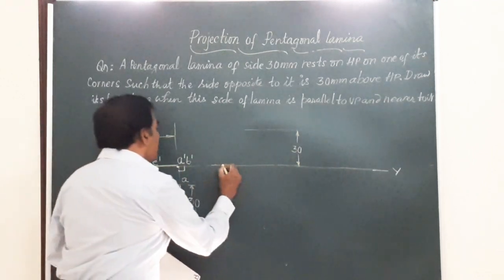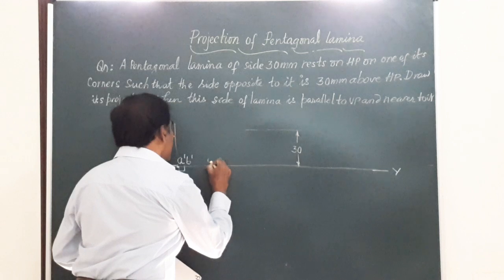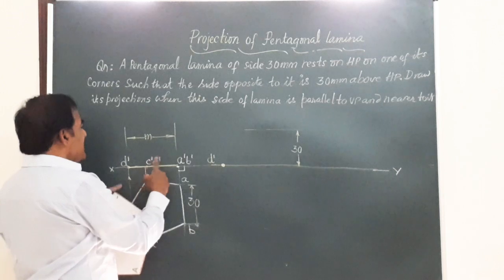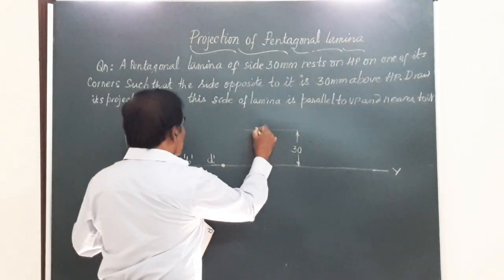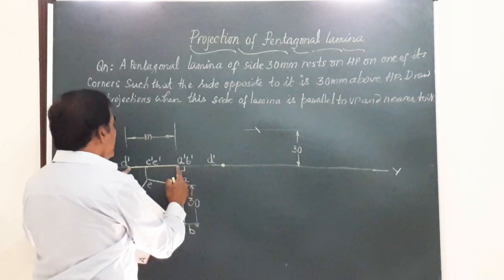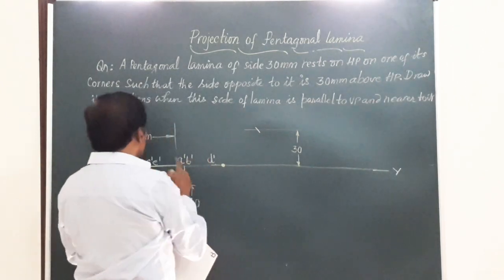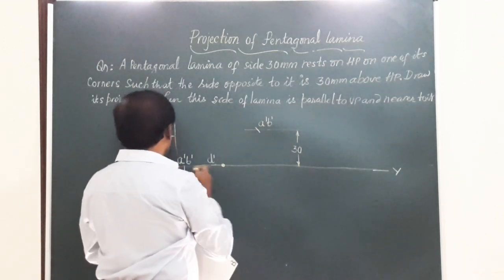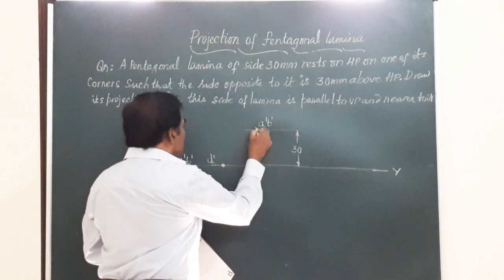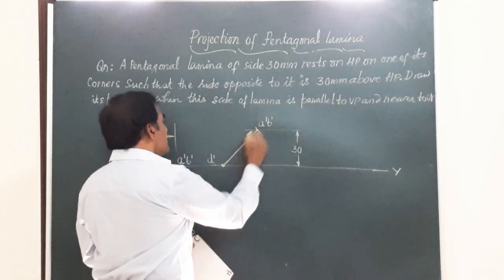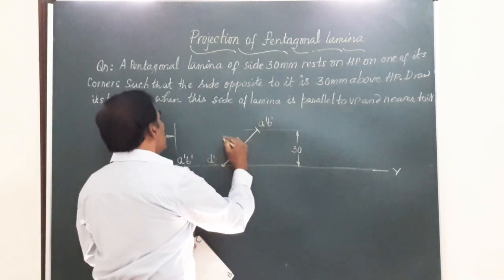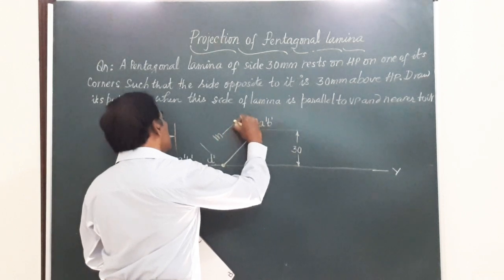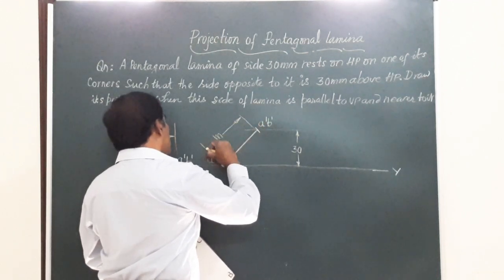So I take a point anywhere on this line and mark it as D dash, and here take D dash as center and the length M as radius, you strike an arc. So I have taken this length as the radius with D dash as center. Obviously this point will be A dash B dash, that is the side AB which is opposite to that corner. Join these. Friends, this line will represent the line having length M, or the surface of the lamina is inclined to HP at this angle.